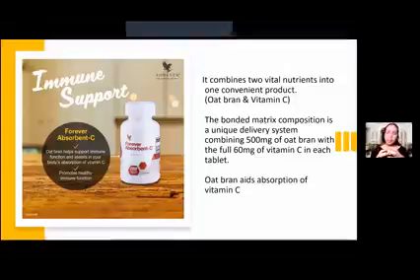And what's nice with it is that the base is not flour like other vitamin C. The base is oat bran. So it contains 500 milligrams of fiber. And that's why it's called Absorbency, because what Forever has perfected is the absorption. It's in the name itself. So, absorption.